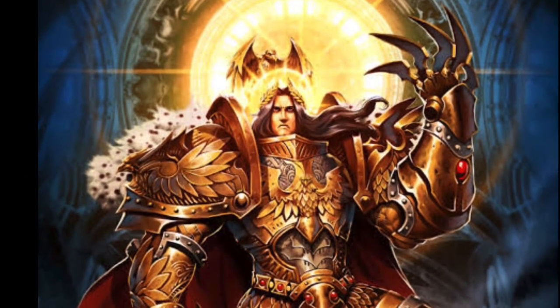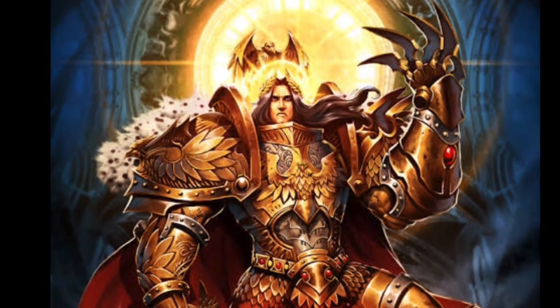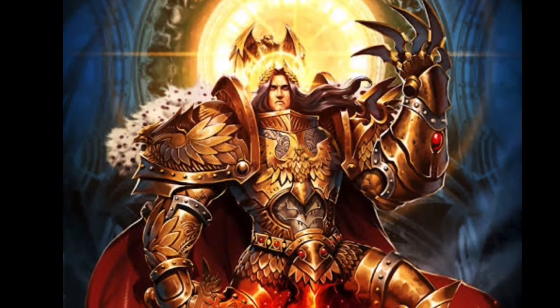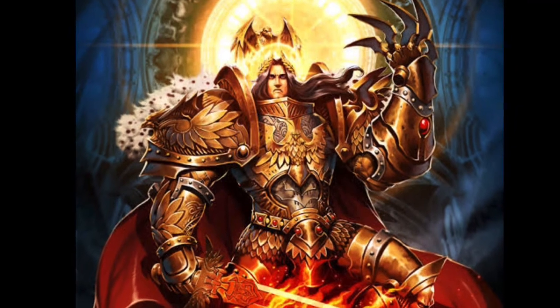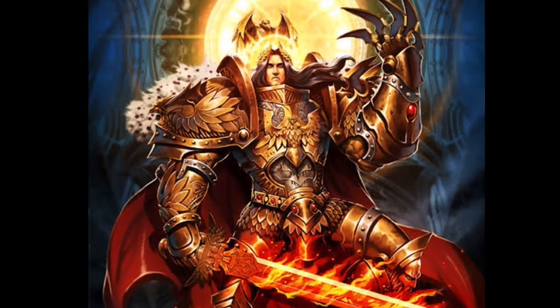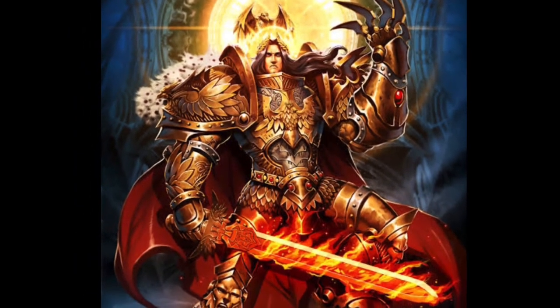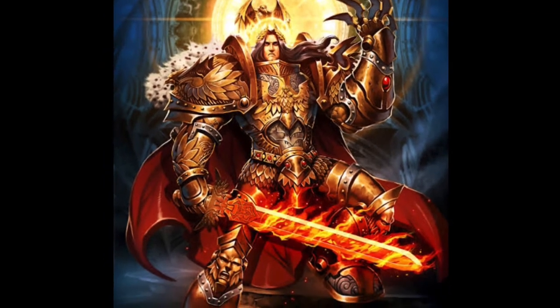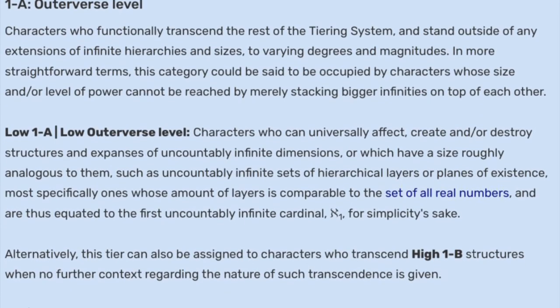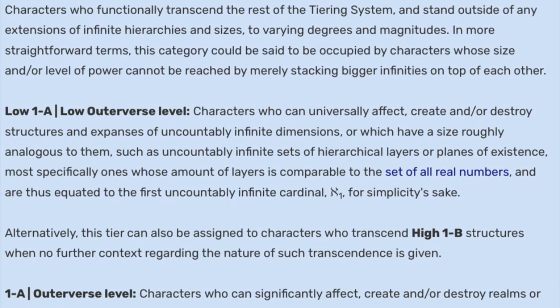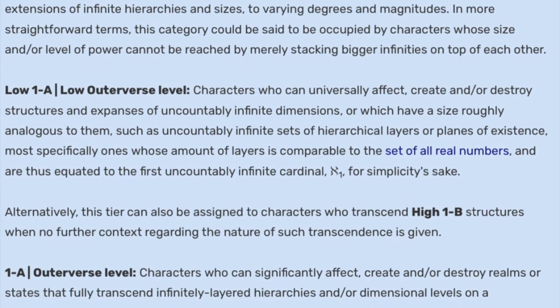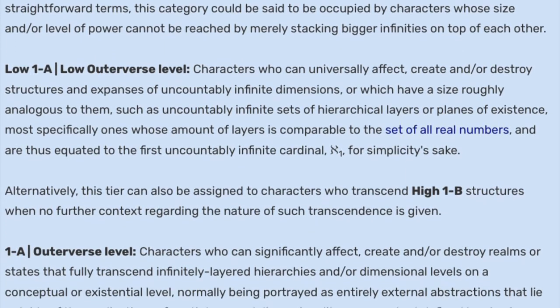Anyways, a good example of hyperverse level is the God Emperor of Mankind from Warhammer 40k. And we're obviously talking about Prime God Emperor, not when he's sitting on the golden throne. Now we're on Giga Chad levels, Outerverse level. Starting off with low 1A, low Outerverse level.